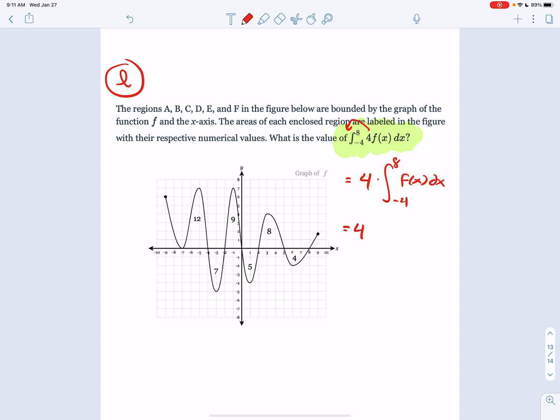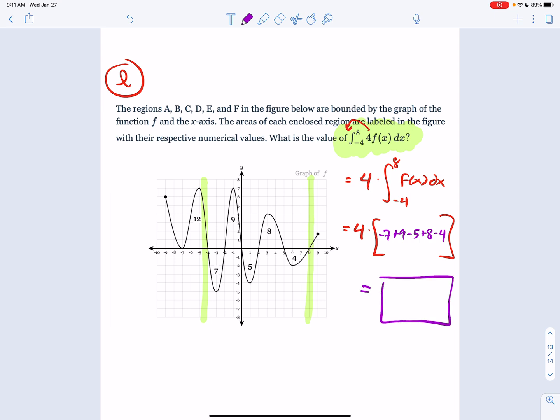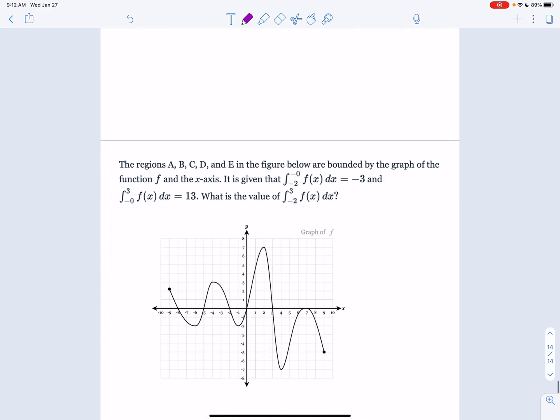So this is really 4 times, and I'll leave space. I'm trying to find the integral from -4 to 8, so I'm trying to find the area from -4 to +8. And I'm only going to focus on those values in between. So that looks like, I'll try to squeeze all of this in here, we have a -7, +9, -5, +8, -4. And whatever that comes out to. All right, hopefully you guys are seeing the pattern. Last one, part M.